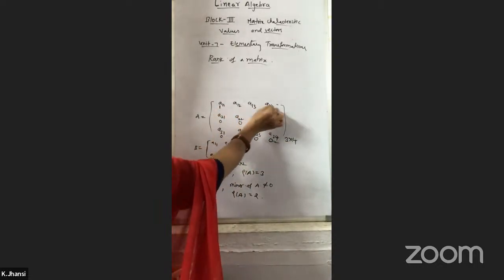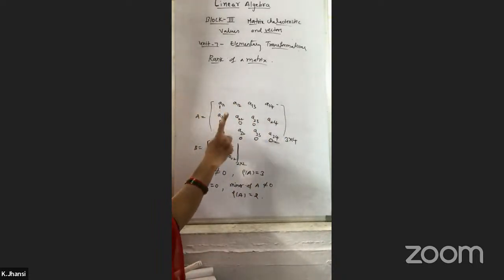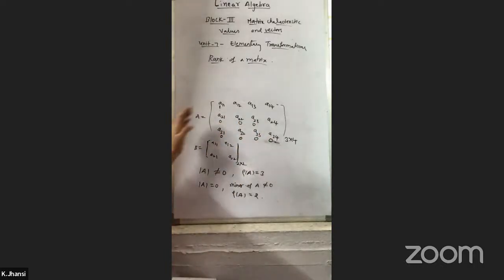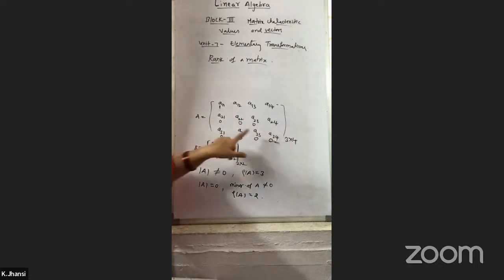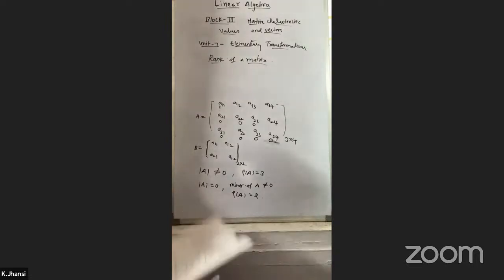That means whatever values are given, you have to convert them into this form. The first element should be 1. After that, you have to convert the other elements into zeros. The number of non-zero rows left in the given matrix is the rank of the matrix. Okay, you have those problems in your textbook too. Next week we'll see problems of finding the rank of the matrix by converting it into echelon form.